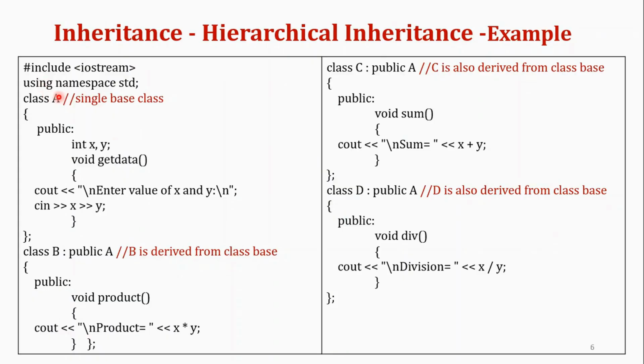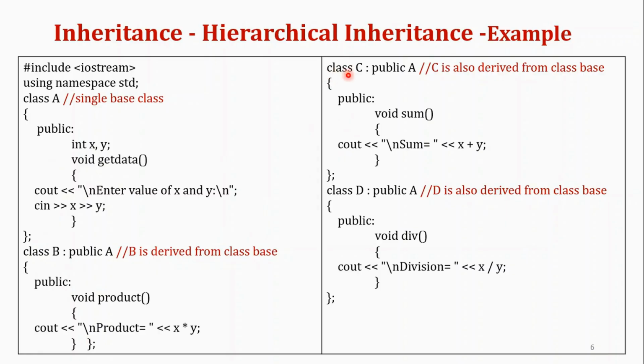So class A is the single base class. It has x and y as member data, and one getdata function that reads x and y. That is the end of the class: two member data and one member function. These are the properties of class A. Class B inherits class A in public mode, and class B has its own member function, product. All the public properties are readily available, inherited into the public part of class B. That is the end of class B.